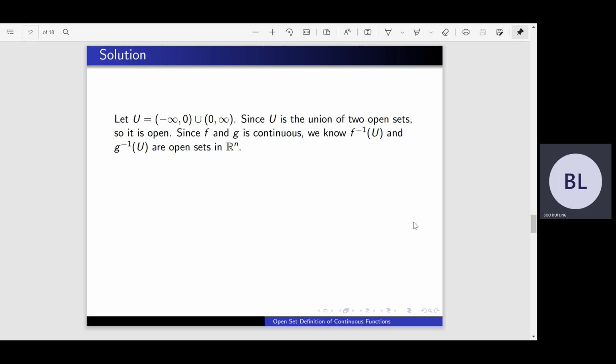Let U be the union of the open interval from negative infinity to 0 and the open interval from 0 to positive infinity. Since U is the union of two open sets, we know that it is open. And since the function f and the function g are continuous, we know that f inverse of U and g inverse of U are open sets in Rn.